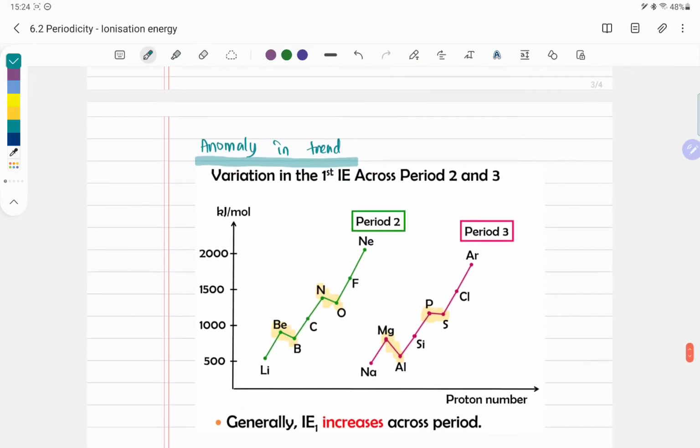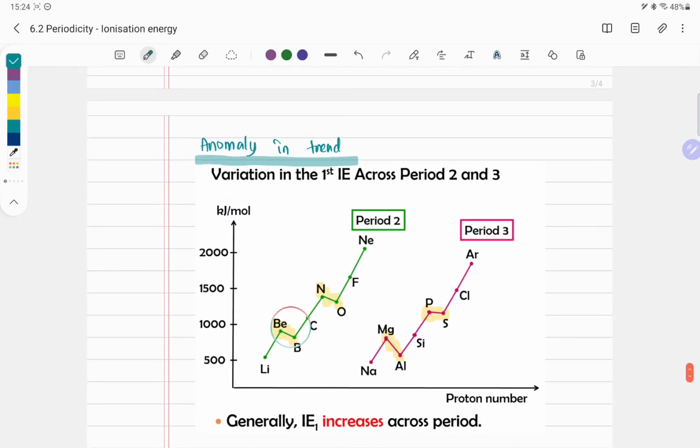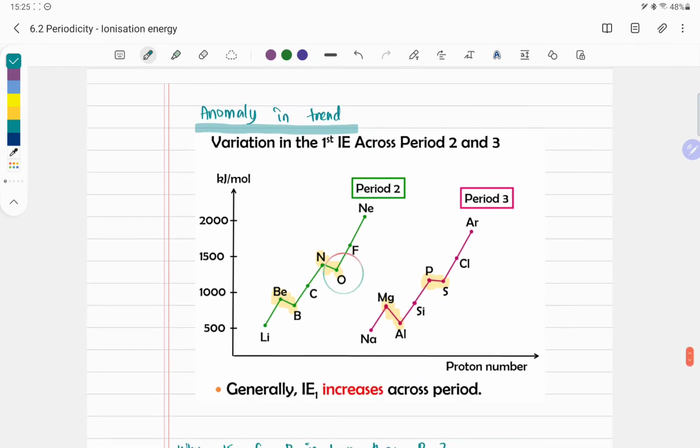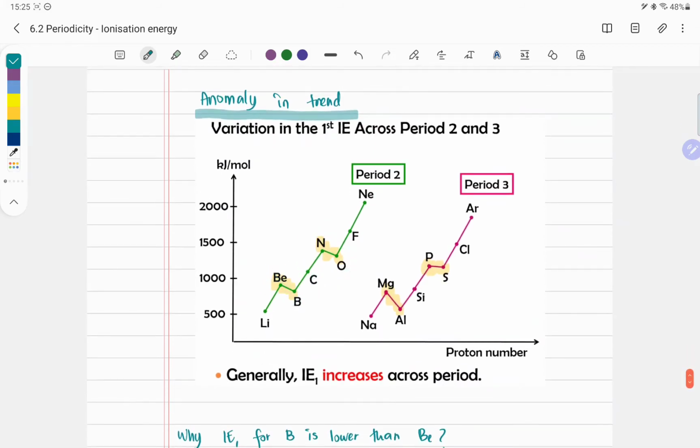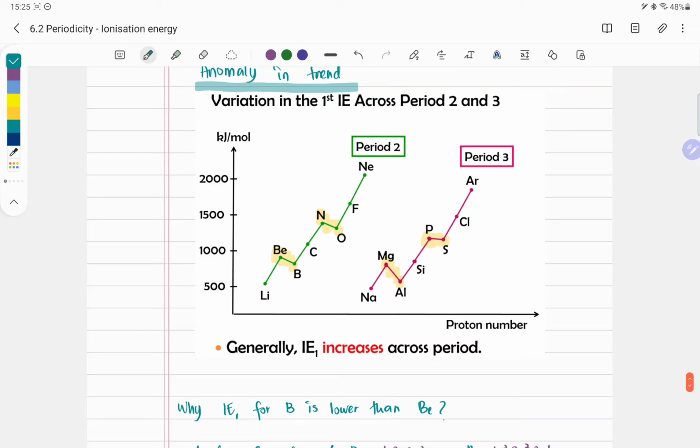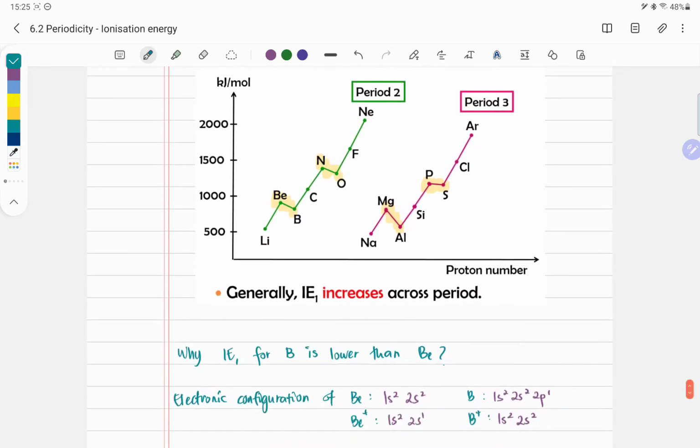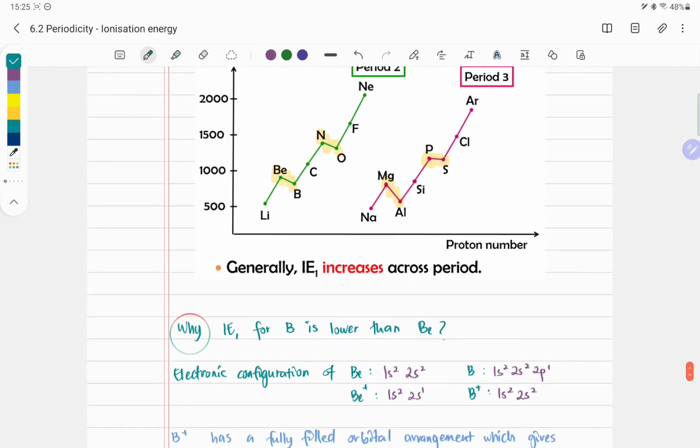So now, kalau kita tengok balik tadi carta tadi tu, the graph, kita nampak ada anomaly ataupun keganjilan dekat sini. Semua naik ni, tapi daripada beryllium ke boron, nitrogen ke oksigen, magnesium kepada aluminium, phosphorus kepada sulfur, dia menurun. Ini menurun sedikit. Okay, why is this the case? Dia ada explanation dan kita boleh explain by looking at the electronic configuration of Be and B. So kalau kita tengok electronic configuration, kita explain kenapa boron, dia punya first IE dia lebih rendah berbanding beryllium.